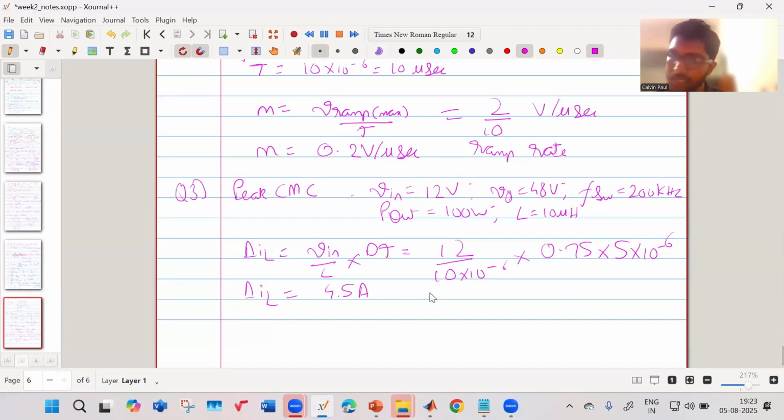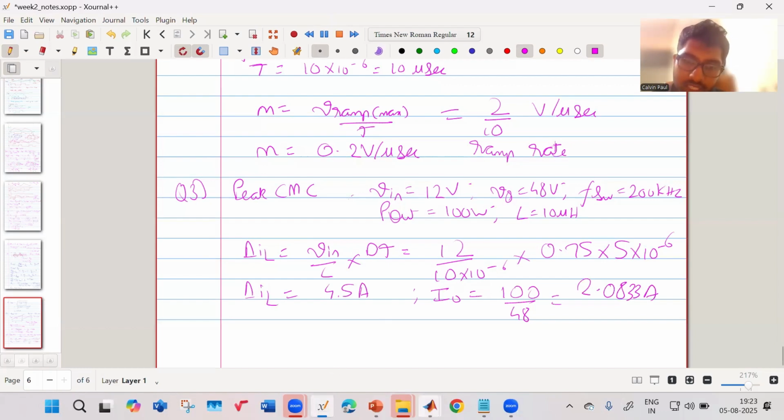Very good. You guys are going very fast. We found the current ripple. But we know what is the output current. Load current is 100 upon 48. That actually is given by 2.0833 ampere.